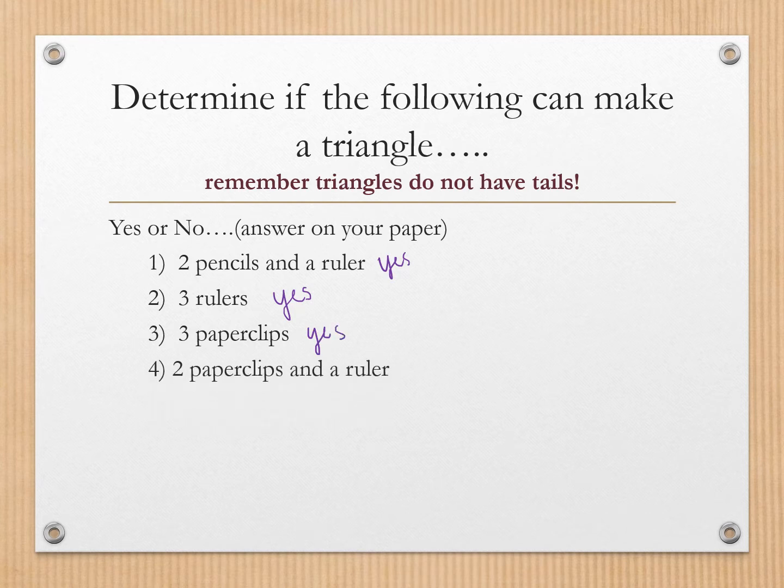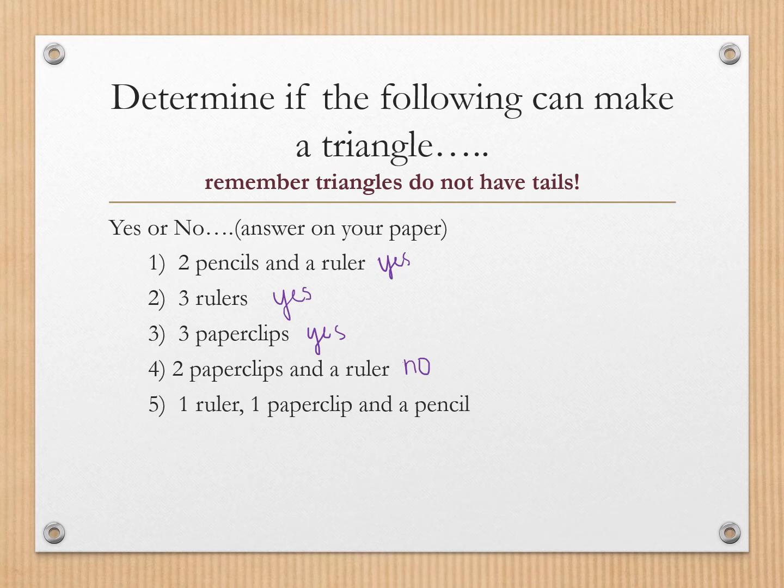So then let's think about 2 paper clips and a ruler. So again, a ruler is that 12 inches and a paper clip is about an inch. So if we put the paper clips on the end of that ruler, hopefully when you envision that, you're kind of thinking, well, that doesn't make sense because those paper clips definitely wouldn't reach each other. So this one's going to be a no.